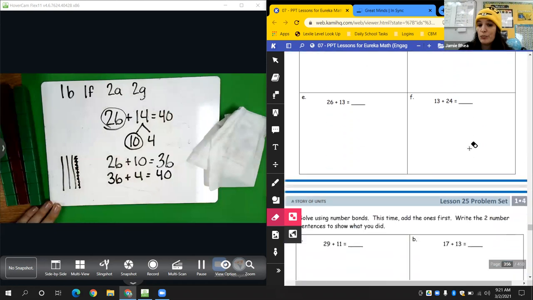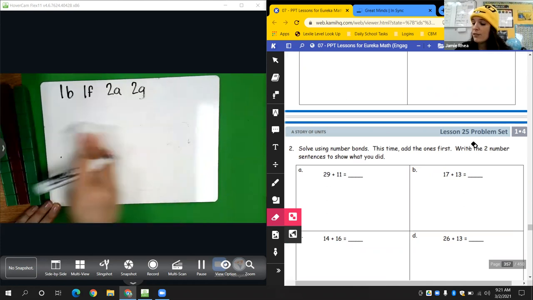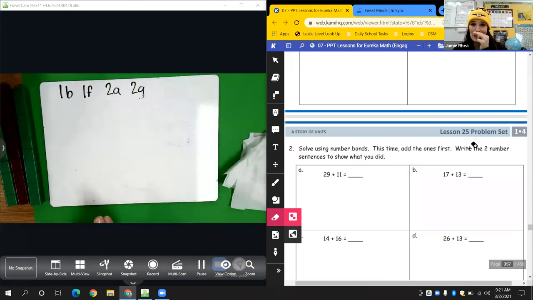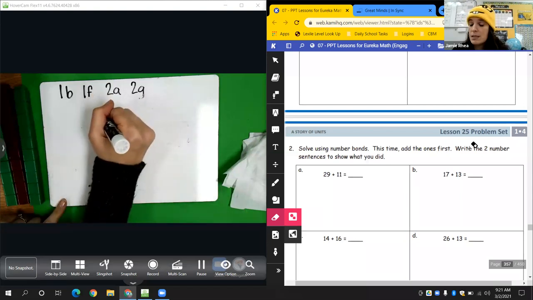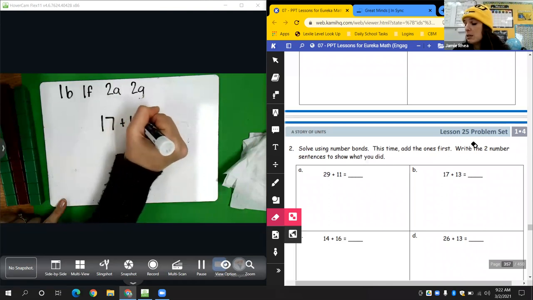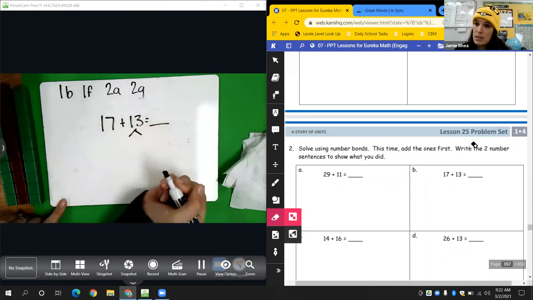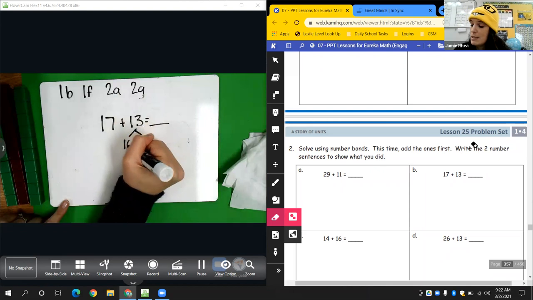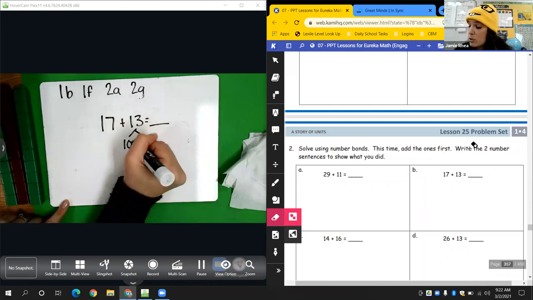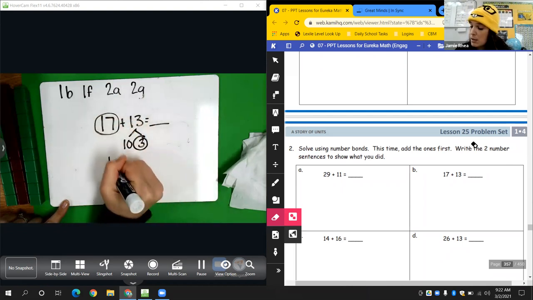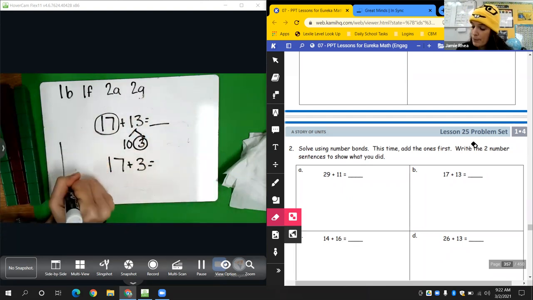Let's look at two. Solve using number bonds. This time, add the ones first. Write the two number sentences that show what you did. You're doing 2A and G. Let's look at 2B. 17 plus 13 equals something. I'm going to break apart, remember, the lesser number, 1 ten, 3 ones. I'm adding my ones first, so I'm going to circle my 3 and my 17. And I'm going to add those together. I don't know that. I'm going to draw it out.